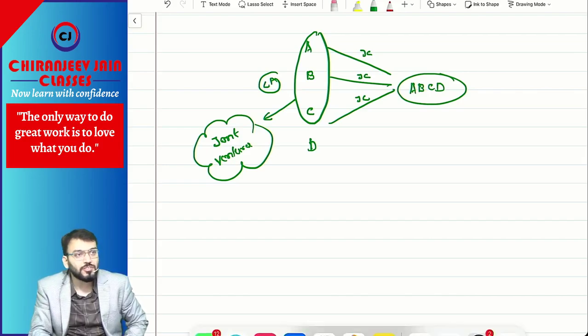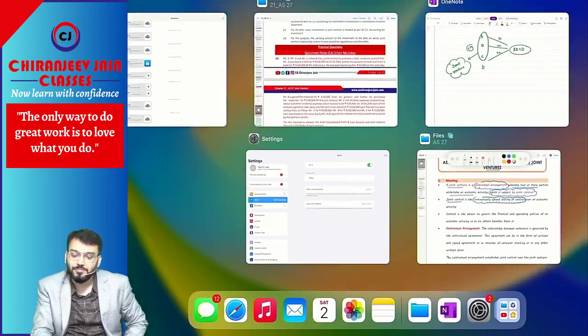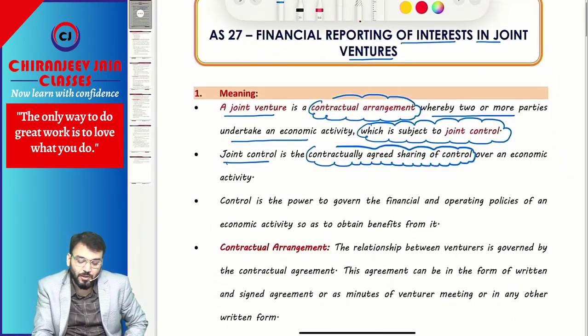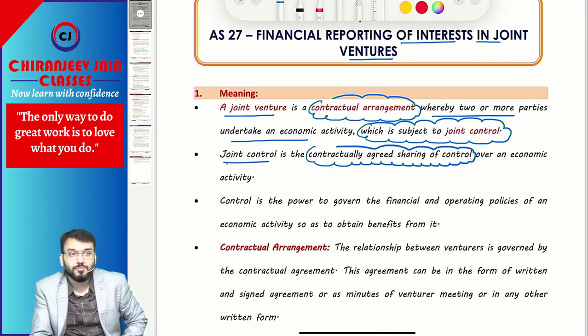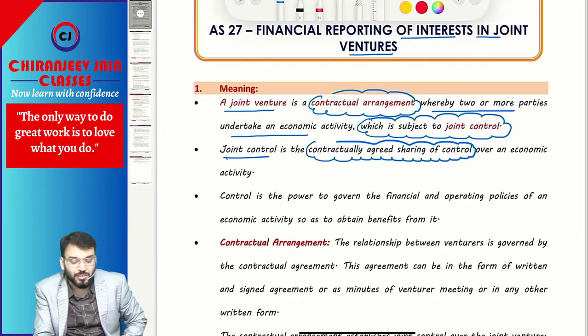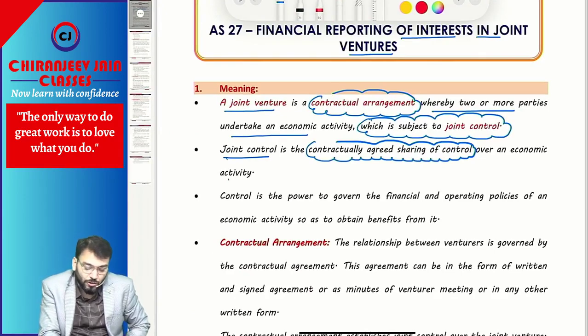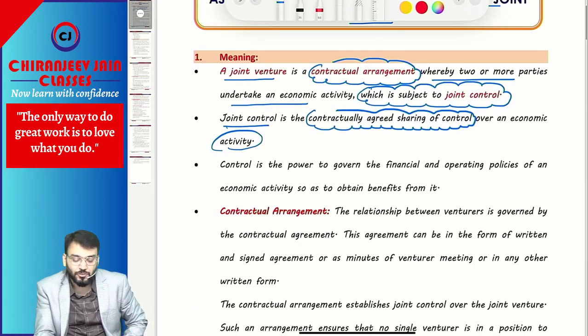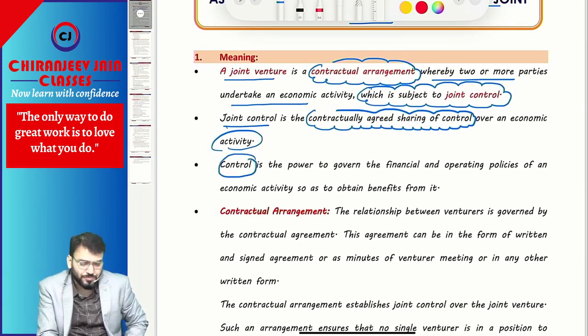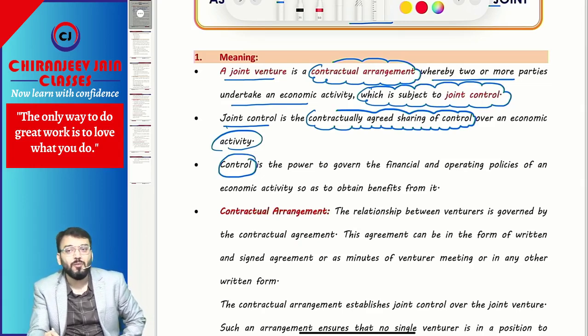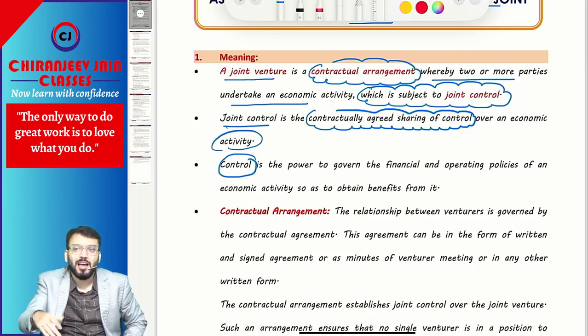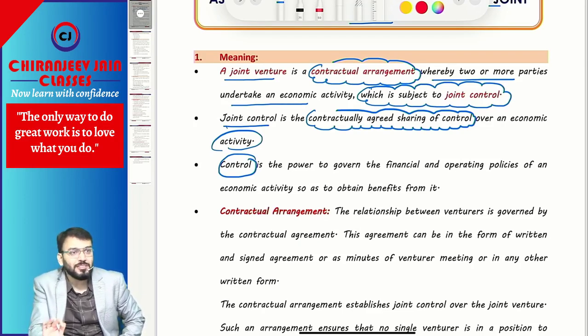So what is required? First, contractual agreement is required. Contractual agreement is required for joint control. So joint control is a contractually agreed sharing of control over an economic activity. Understood? So what is the meaning of control? Control means power to govern, power to take any decision, governing power. So can you see, if I have a governing power, it means I have control over this entity.